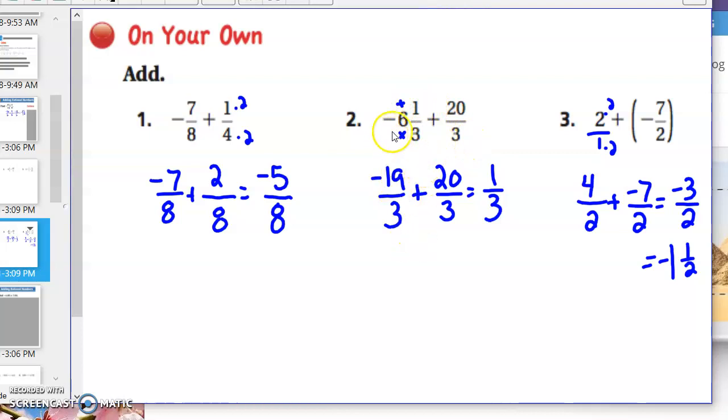To make this one a little bit easier, because I already have common denominators, I just rewrote this one as an improper fraction. So 6 times 3 is 18, plus 1 more is 19. Then I have different signs, so I need to subtract. 20 minus 19 is 1, and I use the sign with the bigger number, so it would be positive 1/3.